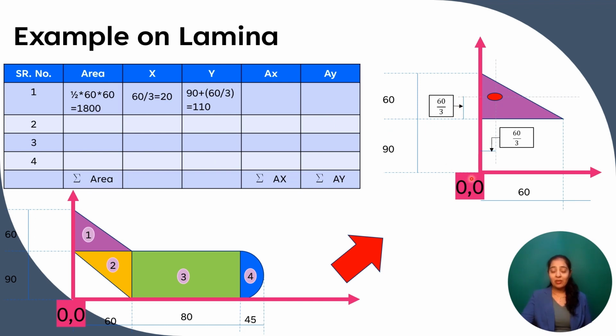So for this purpose we have taken a reference system, because we have to find out the CG of this complete laminar body. So it is 90 plus 60/3. Now take the product AX and product AY. We have done calculations for figure 1. Let's move to the next figure.